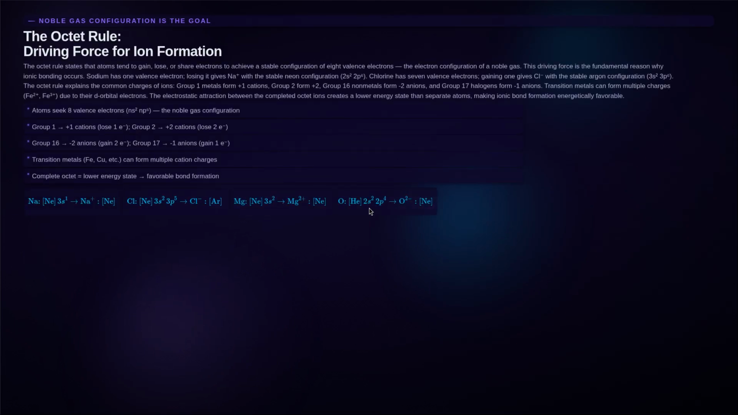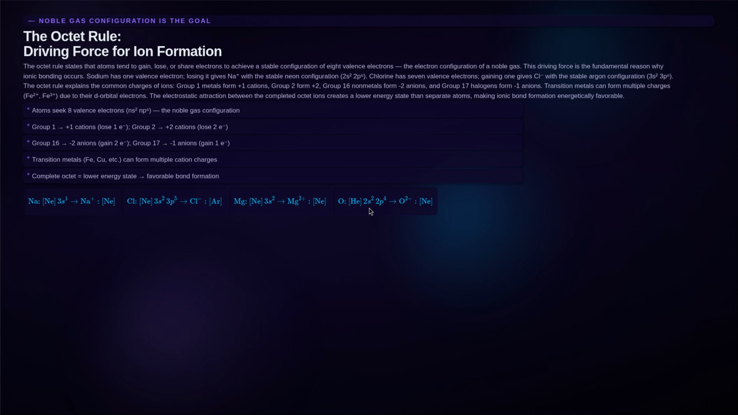The octet rule is the driving force behind ion formation. Atoms tend to gain, lose, or share electrons to achieve a stable configuration of 8 valence electrons, matching the electron configuration of a noble gas. Sodium loses its 1 valence electron to achieve the neon configuration with a 2s22p6 arrangement. Chlorine gains 1 electron to achieve the argon configuration with 3s23p6.